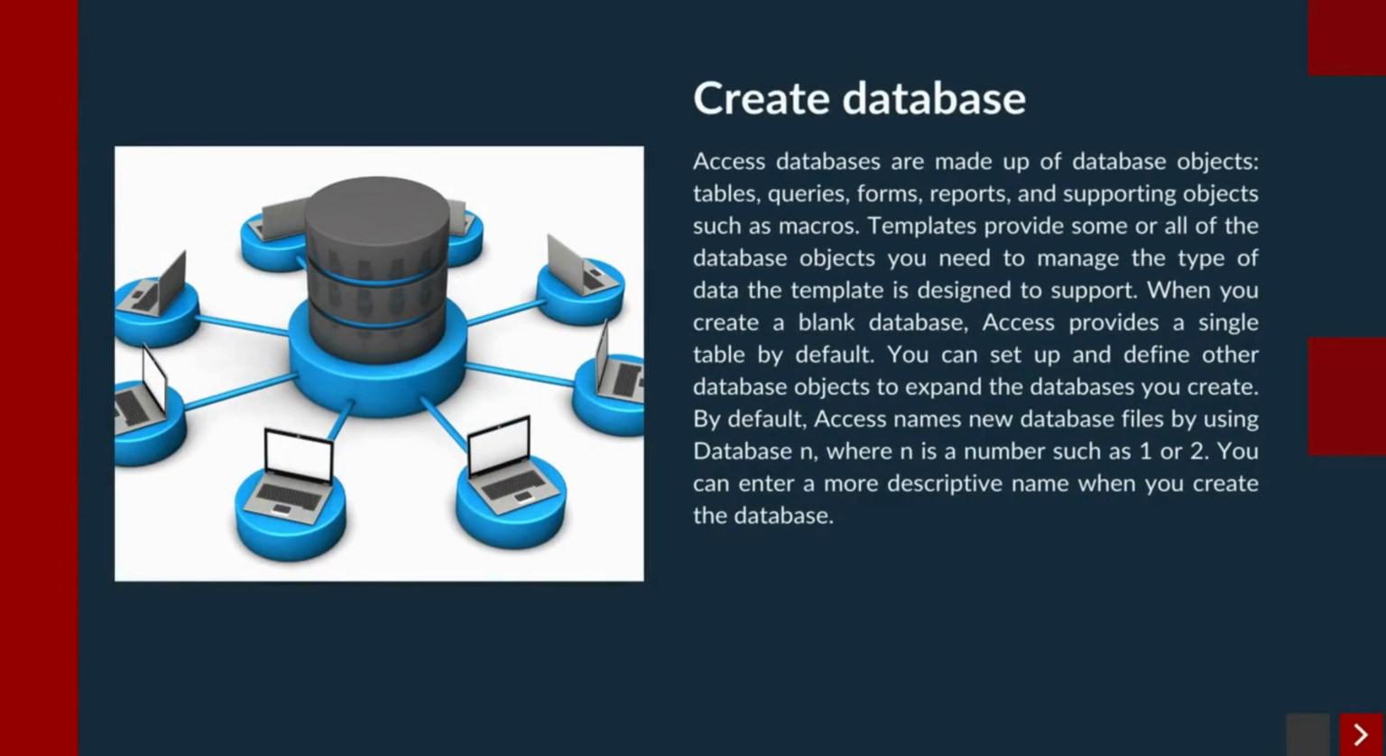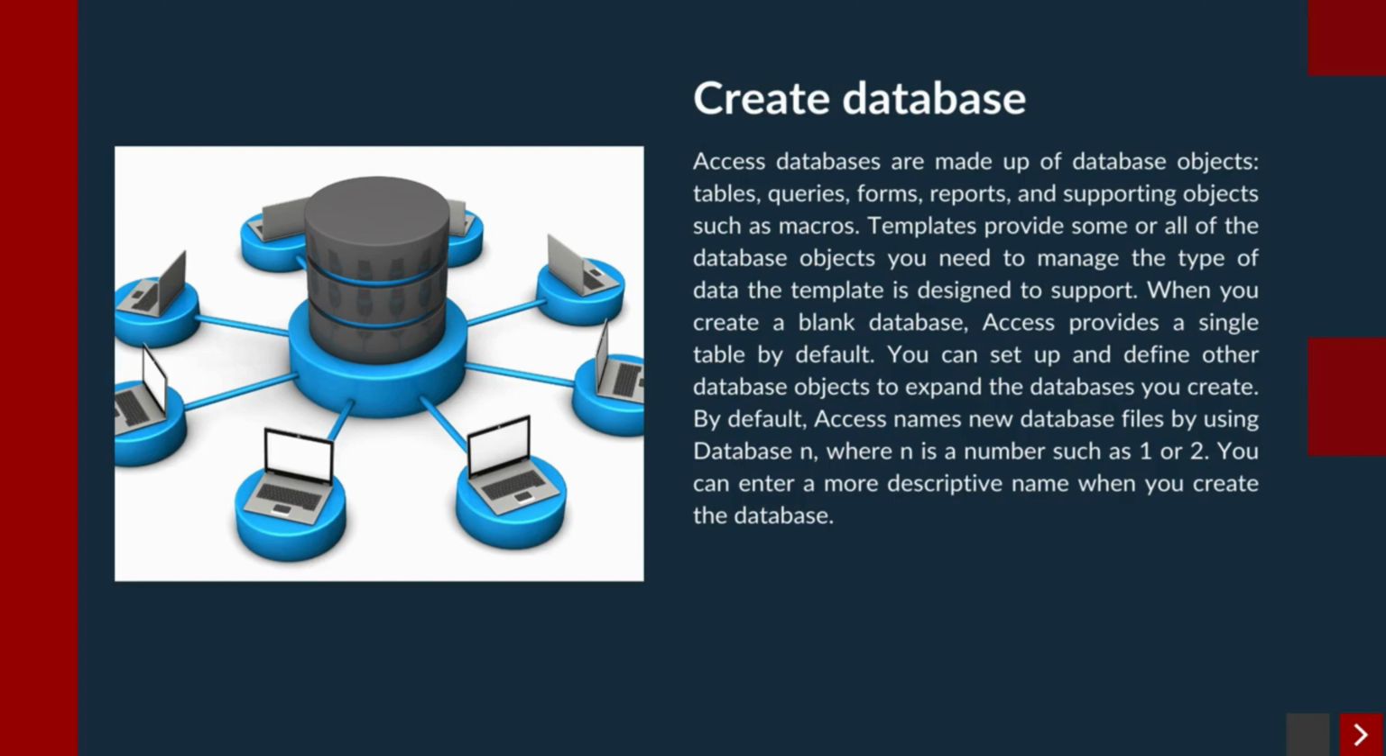Create databases. Access databases are made up of database objects: tables, queries, forms, reports, and supporting objects such as macros. Templates provide some or all of the database objects you need to manage the type of data the template is designed to support. When you create a blank database, Access provides a single table by default. You can set up and define other database objects to expand the databases you create.